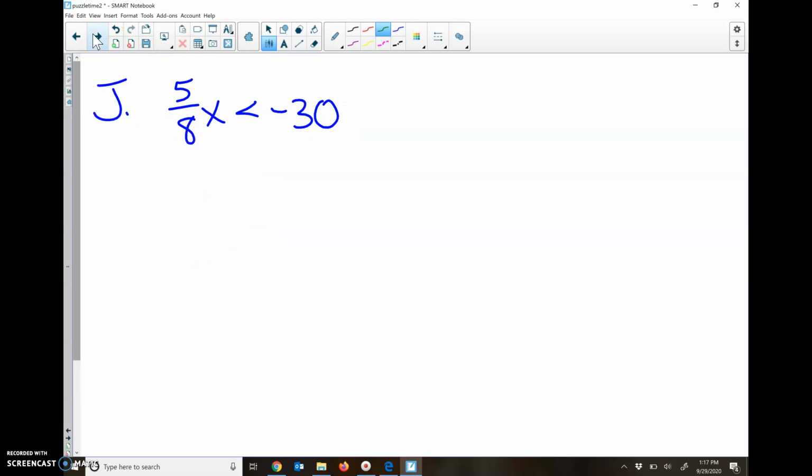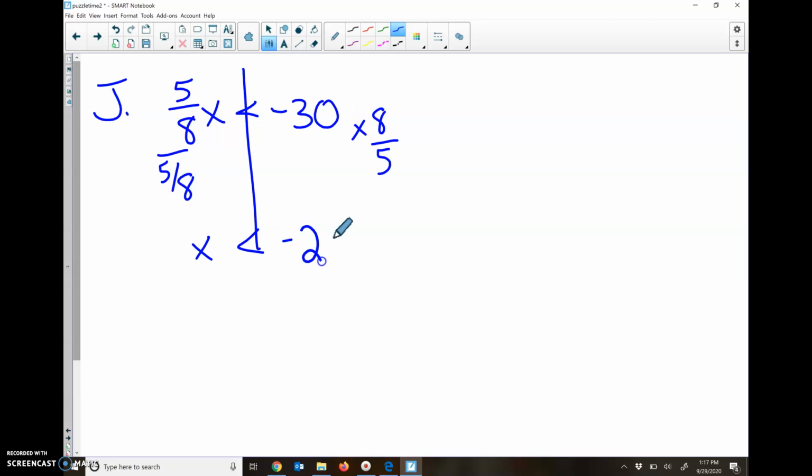All right, last fraction one here. So I got 5/8 times x. Finally, not a negative one I don't have to worry about. So I'm going to divide both sides by 5/8. And the same as dividing by 5/8 is multiplying by 8/5. So I got x is less than -30 times 8 is -240. And then 5 times 1 is 5. And then if I simplify that out, 240 divided by 5 is a -48.